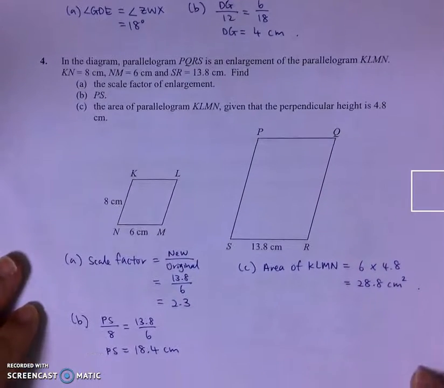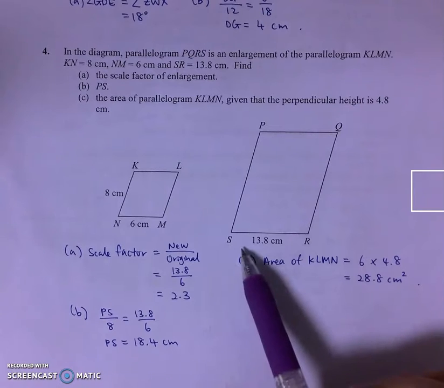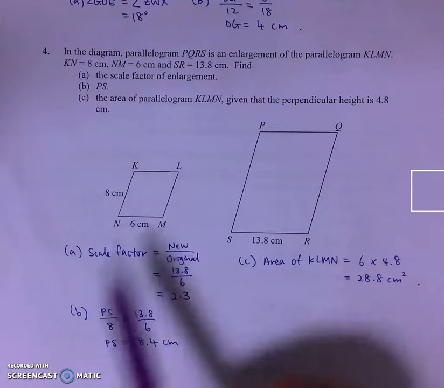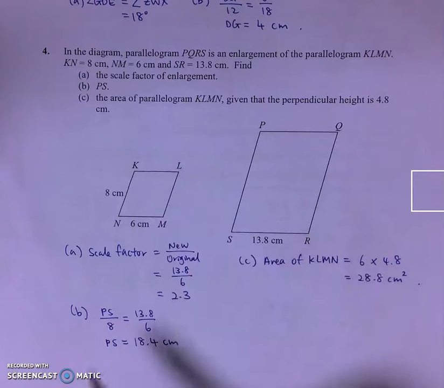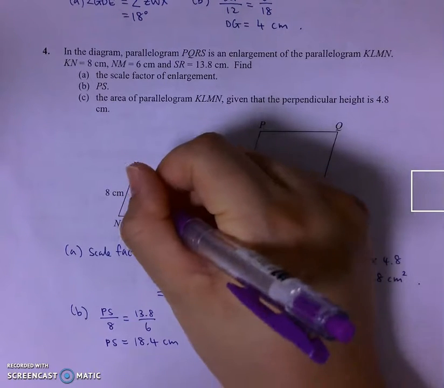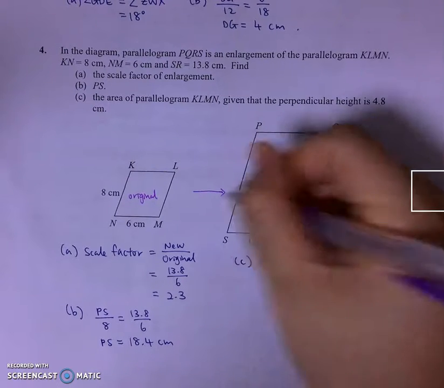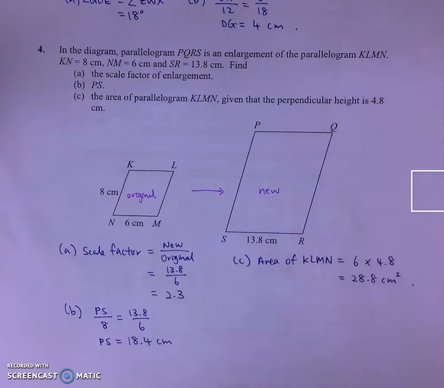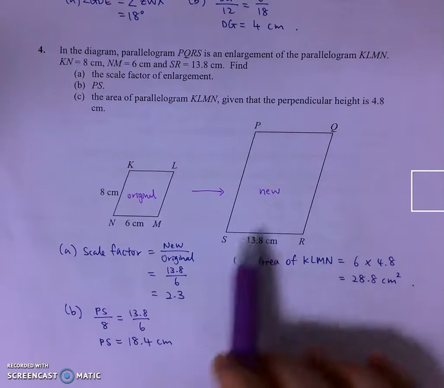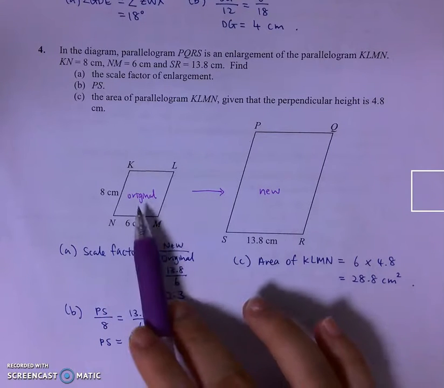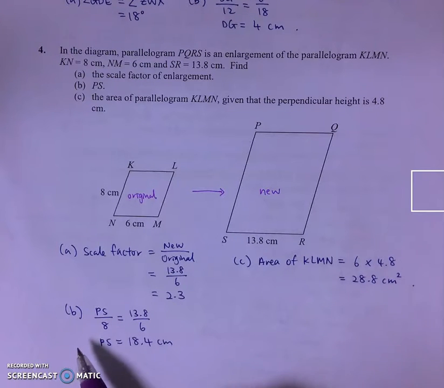Question 4. Parallelogram PQRS is an enlargement of this parallelogram. So the first part wants us to find the scale factor of enlargement. So the original parallelogram has been enlarged to form the new figure. So my scale factor would be the new over the original. I will use the lengths to help me figure out the scale factor.